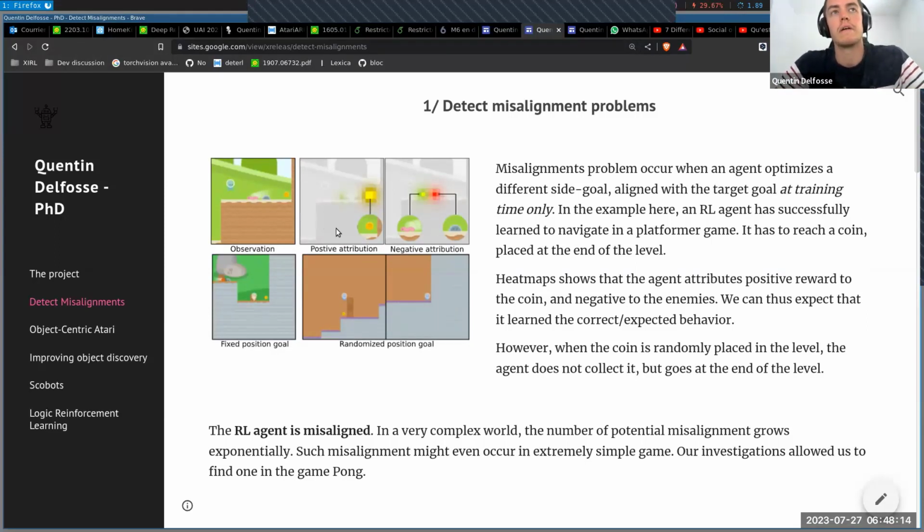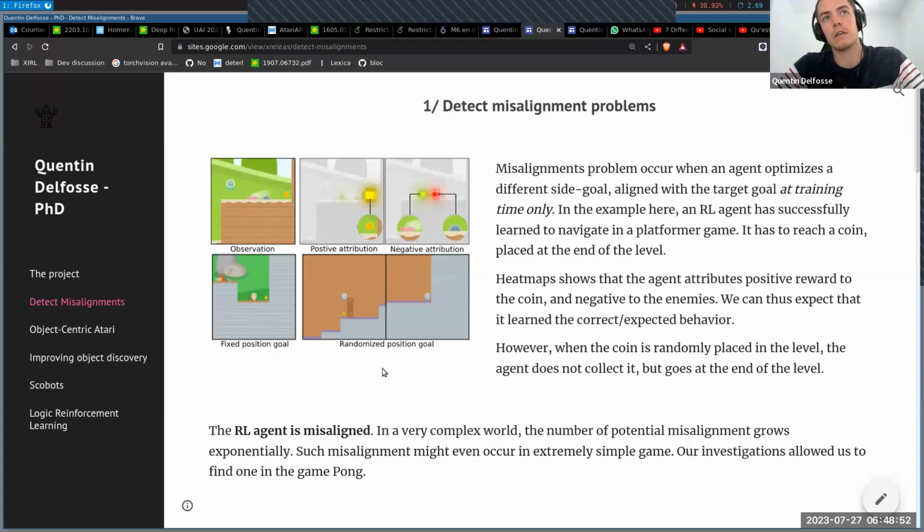And if you look at heat maps, so deep explainability techniques that are not neurosymbolic, on deep reinforcement learning agents, what you're going to see is that you have positive attribution on the coin and negative attribution on the enemies. That's going to really reinforce the human's thinking that the agent is well aligned, that it understood that the coin was the goal, that was the positive attribution, and so that it had to reach for the coin.